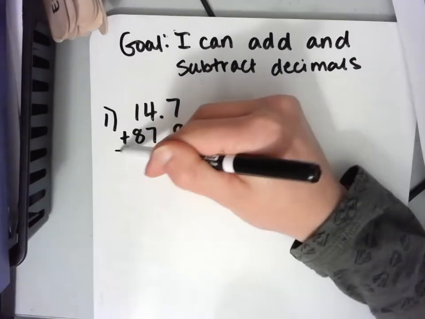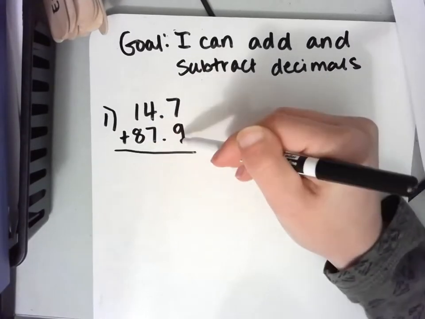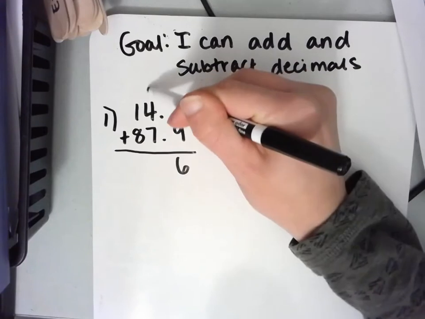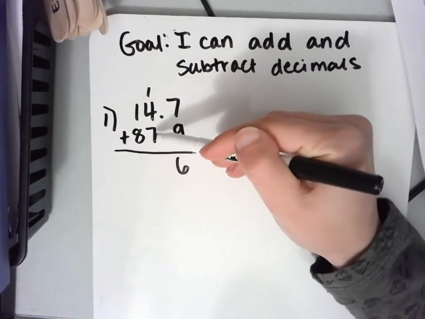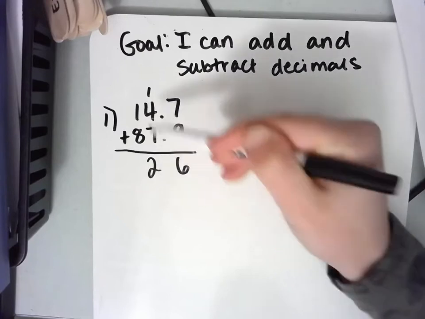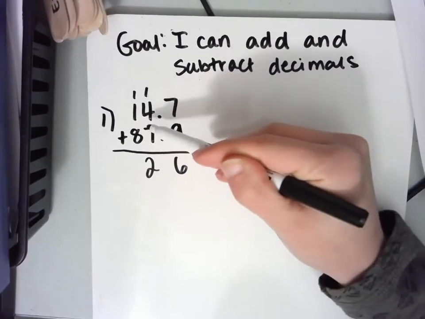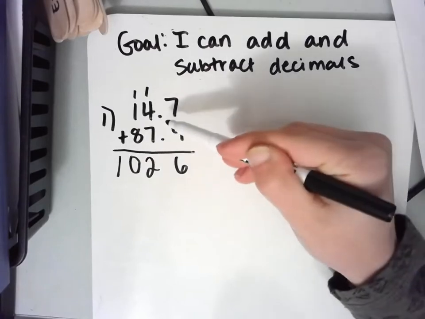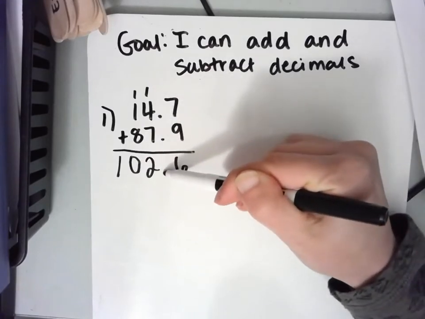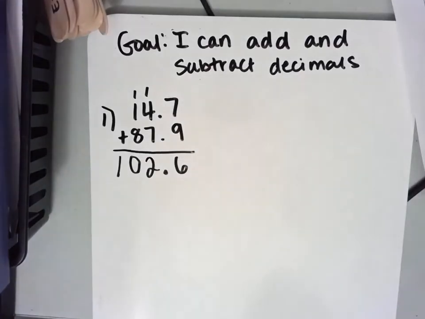And then we add. So 7 plus 9 is 16. Carry the 1. 1 plus 4 is 5. 5 plus 7 is 12. Carry the 1. 1 plus 1 is 2. Plus 8 is 10. And the last step then is to just bring down the decimal. So 14 and 7/10 plus 87 and 9/10 is 102 and 6/10.